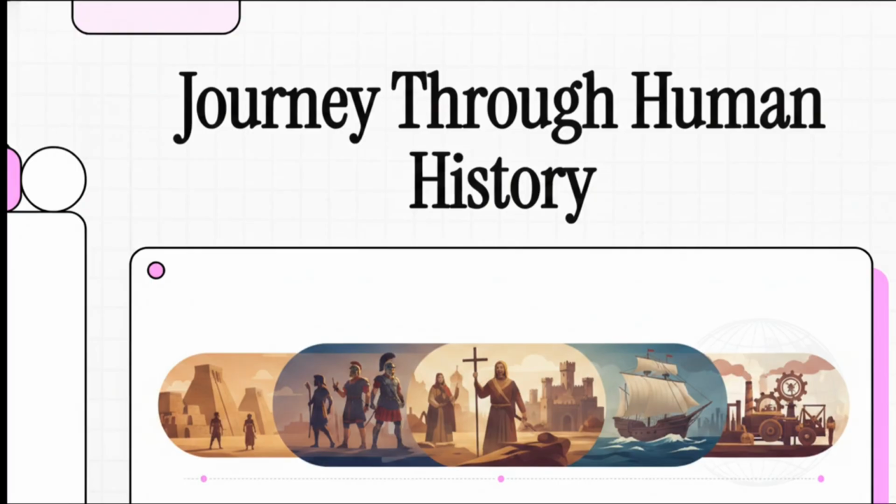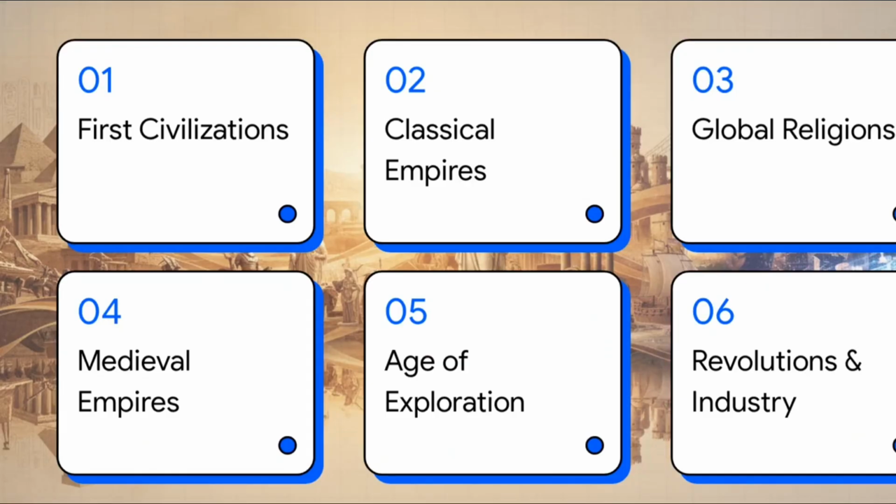We'll be looking closely at the chronological progression of our ancestors, zeroing in on the monumental rise and fall of major empires, the birth of global religions, the incredible age of exploration, and the explosive industrial revolution. It's a ton of ground to cover, but we have exactly the right roadmap to get us there. Okay, let's dive into this.